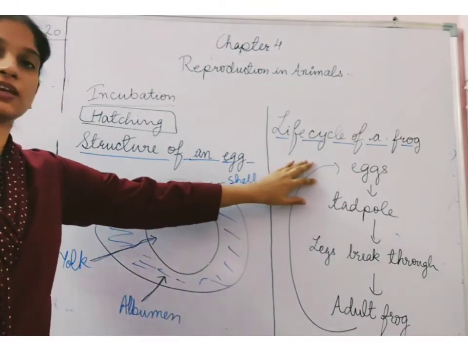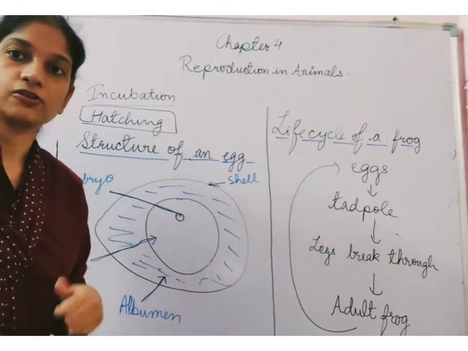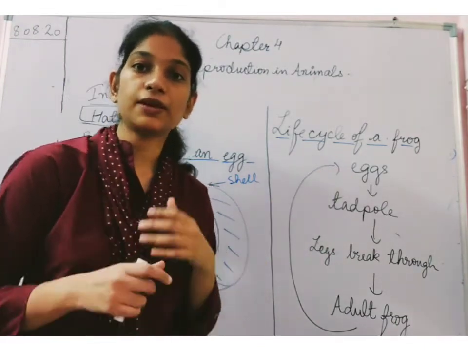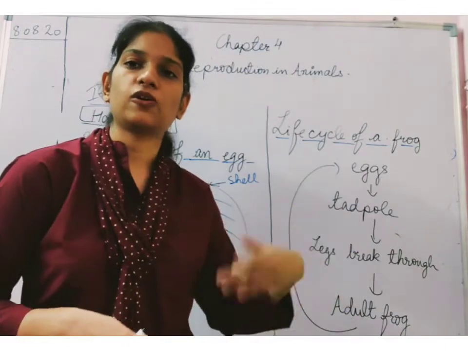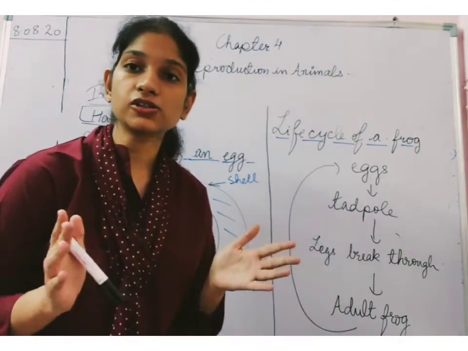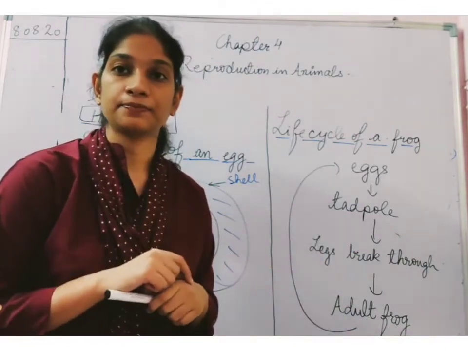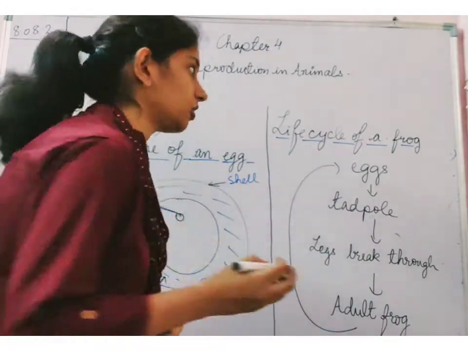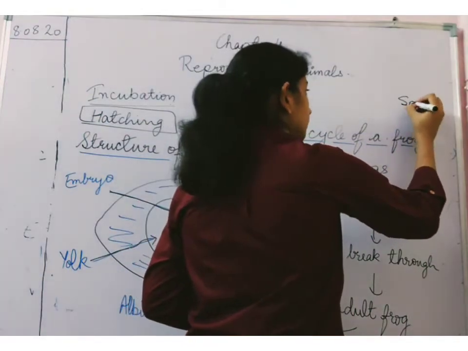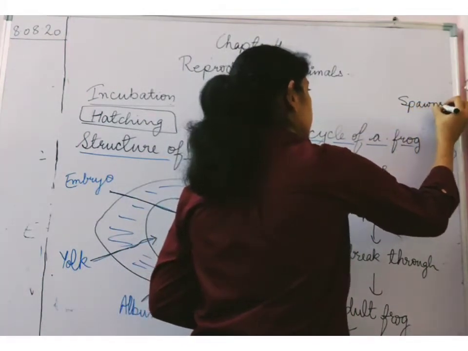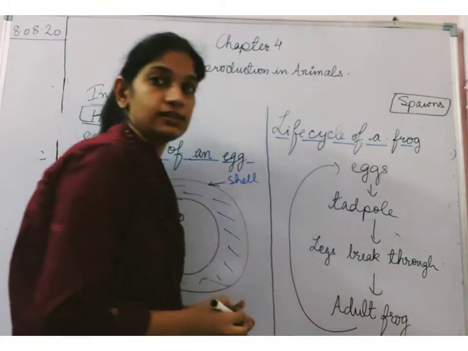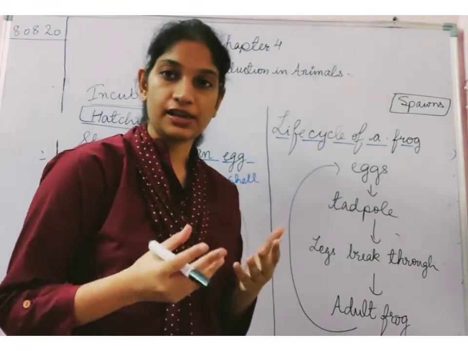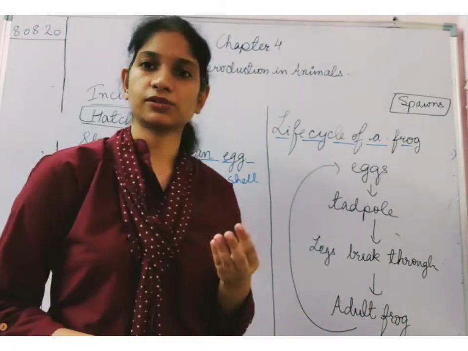Now, this one is quite interesting and I am also going to send you an animated video, so please watch that. What happens in case of a frog is a female frog jumps into a lake or a pond and lays hundreds of eggs there at a time. Yes, hundreds of eggs at one time. These eggs are called spawns. S-P-A-W-N-S.